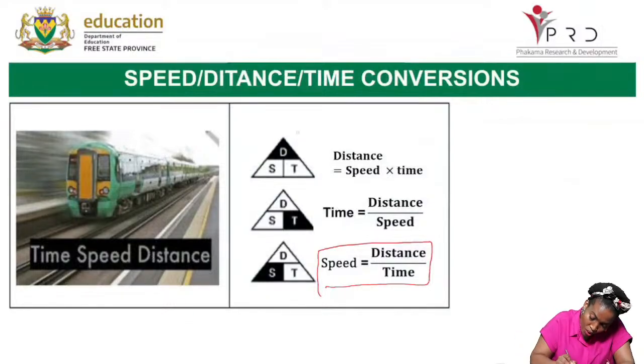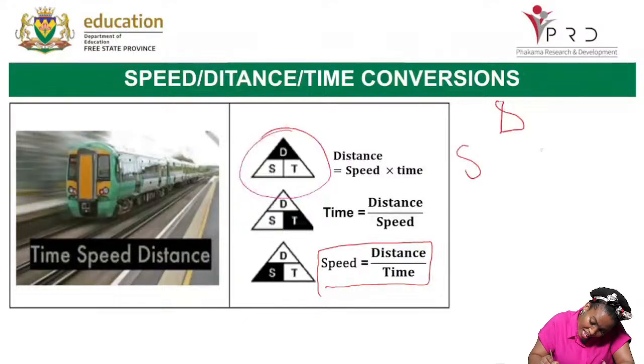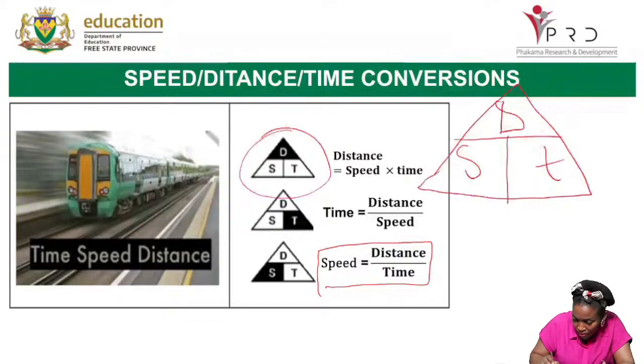So what we do, we use this triangle. We call it the DSTV triangle, and then you draw a line. Then what you need to know is that this line here means division. When you see this line, it means you must divide. And then this line here, the cross, means multiply.